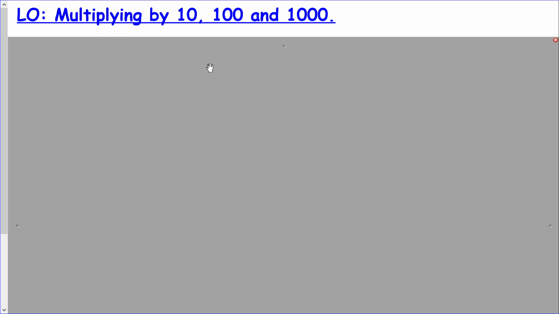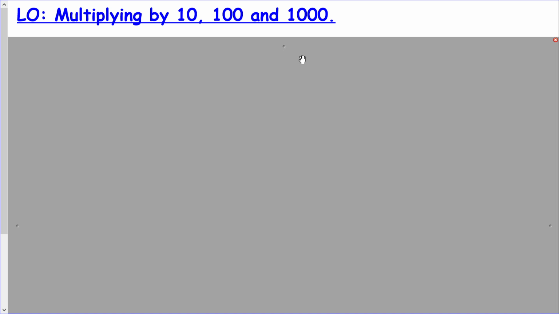Today we're going to be looking at multiplying by 10, 100 and 1000. Now this is something that we have looked at in the past, and it's important that we keep refreshing on this because it's a really key skill for us to use in maths, and it's linked to a lot of different maths units, which will be coming up in the near future.